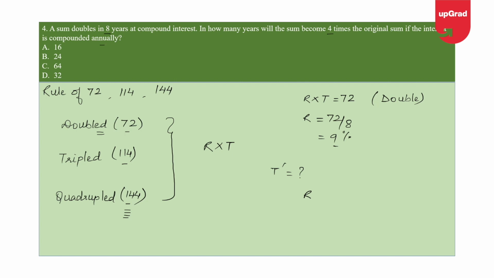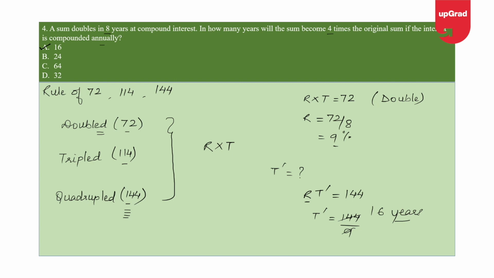So it says rate of interest multiplied by time should be equal to 144. So in what time will my value be 4 times? Now, since I know the value of R, which is 9%, I can directly put it here. And upon cancellation, I get the answer as 16 years. And that's my answer number A. That's how simple it is.